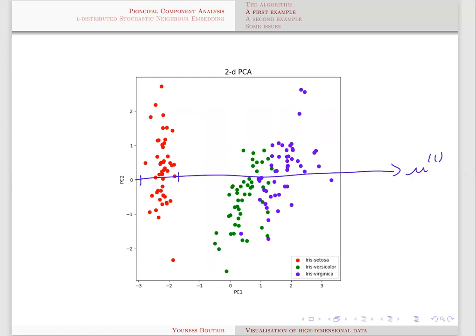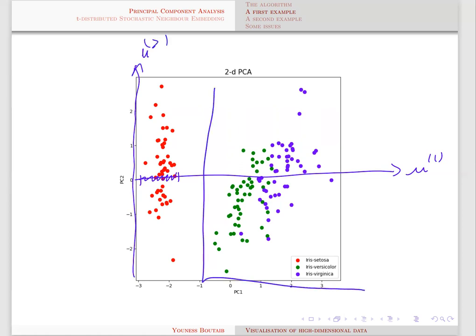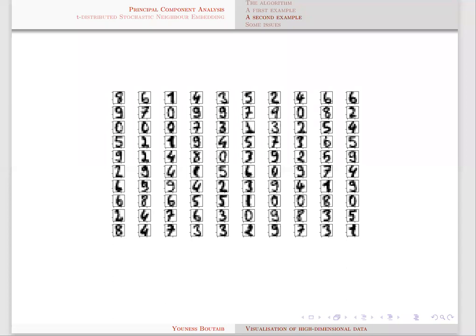We see that the setosas cluster away from the other two types of irises. By adding the second direction provided by PCA, we are able to get a two-dimensional image where we can easily distinguish the versicolors from the virginicas. Therefore, we see that visualization using PCA can help us detect patterns in data about which we have no prior knowledge. So let us look at a second example where we try to visualize high-dimensional data using PCA.